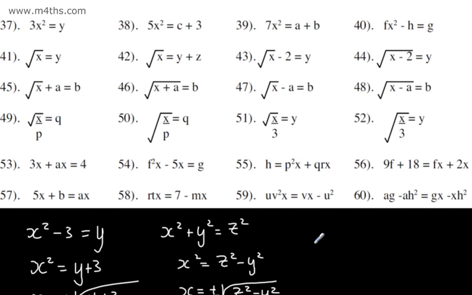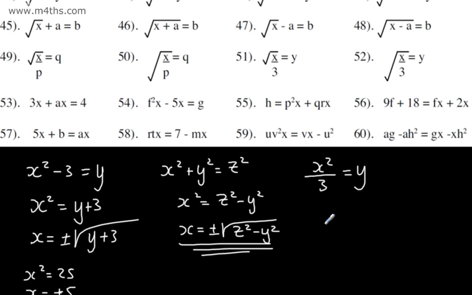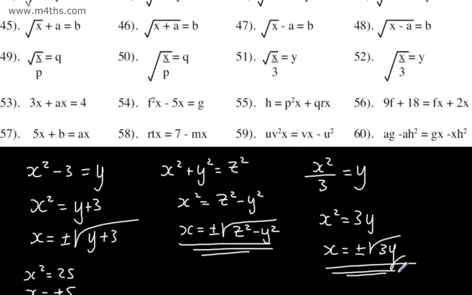Okay, let's look at this one right here. X squared over 3 is equal to y. So x started its life off, it was squared and divided by 3, that gave y. So we'll do the inverse. X squared is equal to 3y. We now square root both sides. X is equal to plus or minus the square root of 3y. And that is what we need.